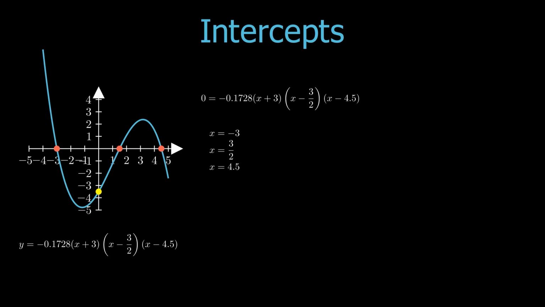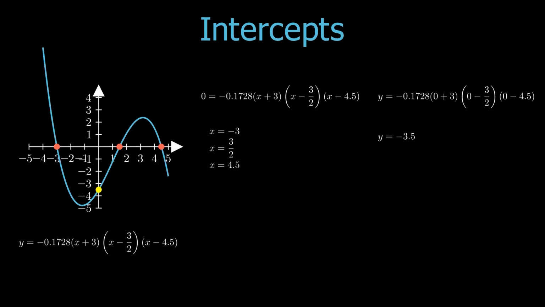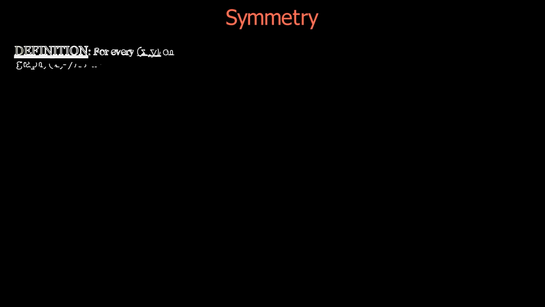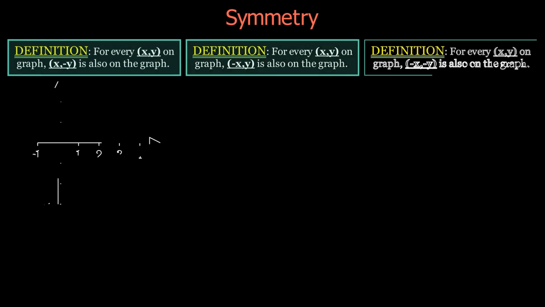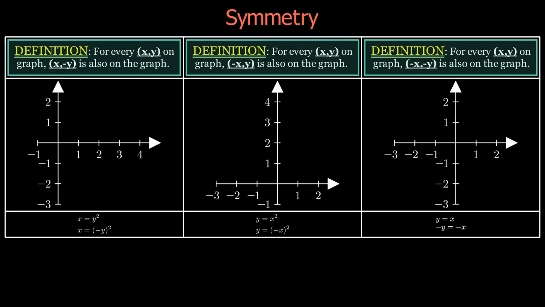Similarly, we can solve for the y-intercept by setting x to 0 in the equation and solving for y. Solving for y, we get the y-intercept as shown in the graph. Now, let's look at the concept of symmetry. Symmetry is a property of a graph where the graph is symmetric about a line. There are three types of symmetry that we will look at: symmetry with respect to the x-axis, symmetry with respect to the y-axis, and symmetry with respect to the origin.